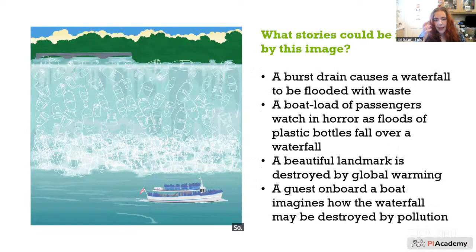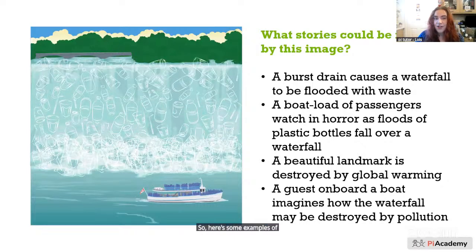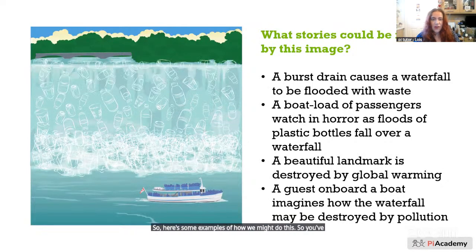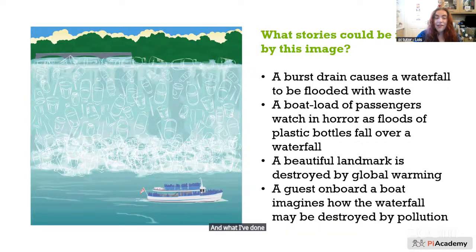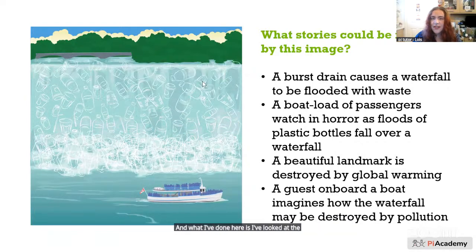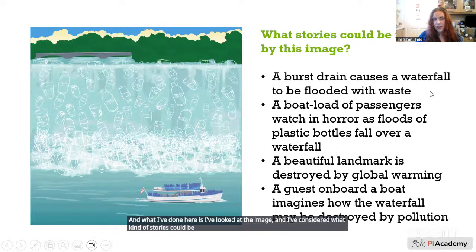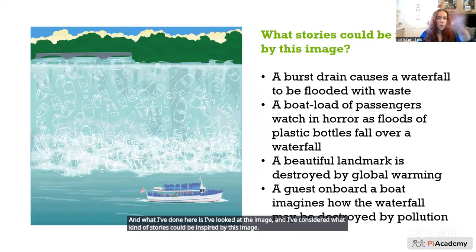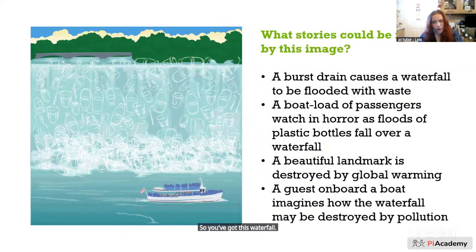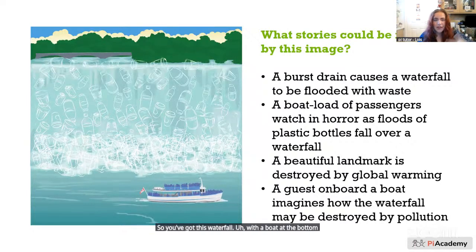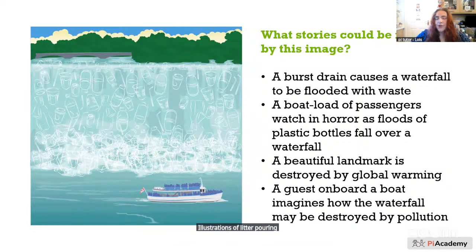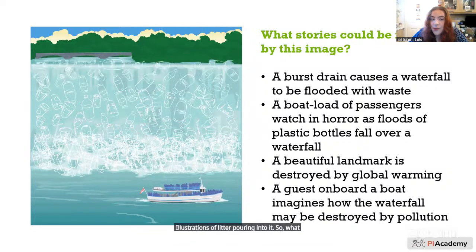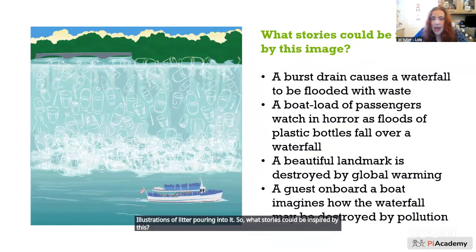So here's some examples of how we might do this. So you've got your picture here. This is another example for you. And what I've done here is I've looked at the image and I've considered what kind of stories could be inspired by this image. So you've got this waterfall with a boat at the bottom, and then there's all these illustrations of litter pouring into it. So what stories could be inspired by this? Here are the ideas that I had.